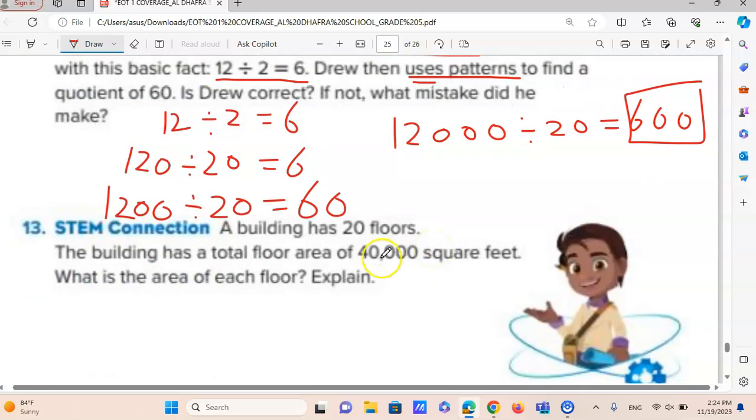Now let's move on to the next one. Number 13. A building has 20 floors.